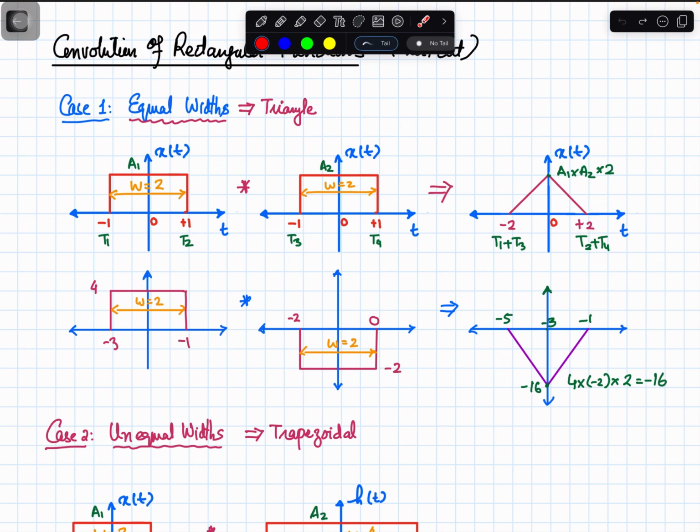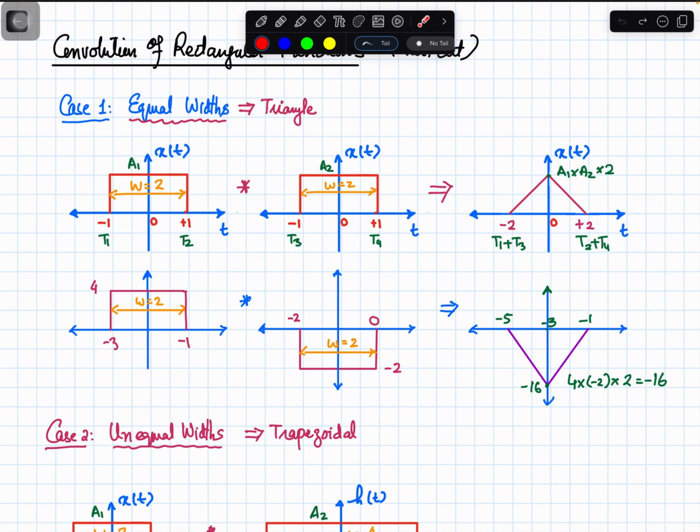And what will be the peak? The peak will be equal to the product of the magnitude of two functions, a1 and a2. And then you will have to multiply it by 2 to get the peak value of the resultant triangular function that will be obtained by the convolution of this rectangular pulse with this rectangular pulse, where these two rectangular pulses are of equal width. So, if these two are of equal width, then the result will be a triangular function.